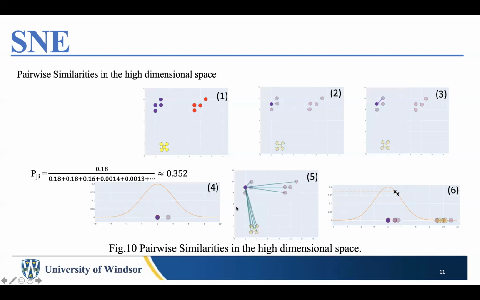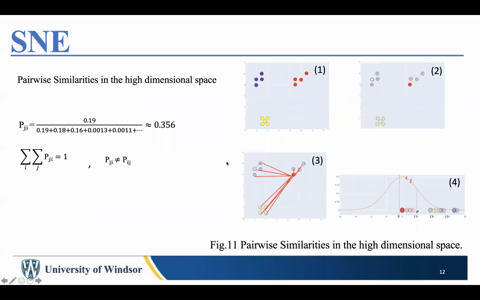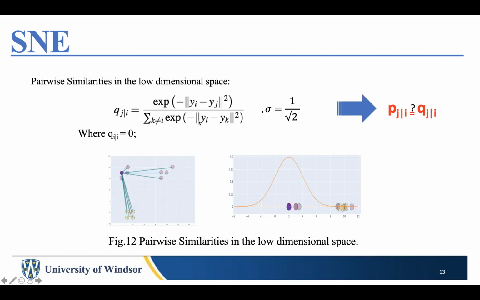After calculating the first point, we have to do the same thing for every single point over there. Now, we can distinguish between similar and dissimilar points. Finally, we can calculate the sum of the conditional probabilities given the point xi, and so on. We can calculate all of the conditional probabilities of all the data points, and the sum should be 1. Here, we should remember that pj given i is not the same as pi given j. The second step is to generate the Gaussian distribution in the low-dimensional space.